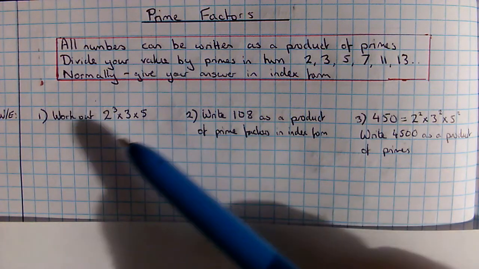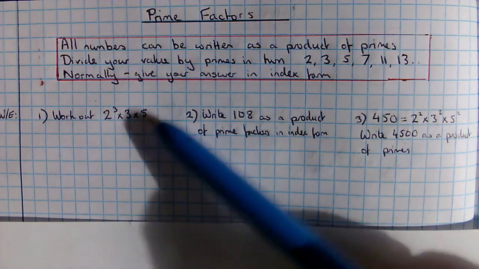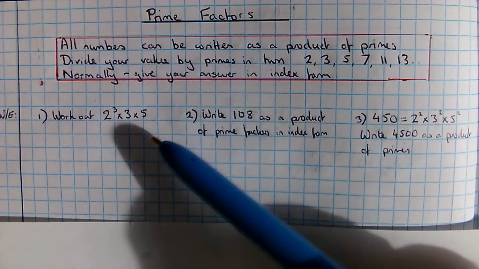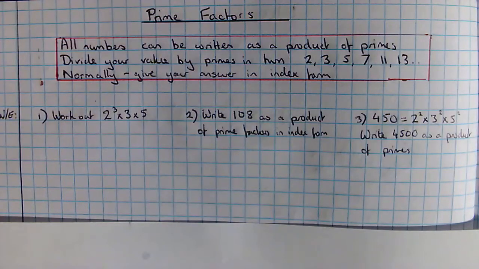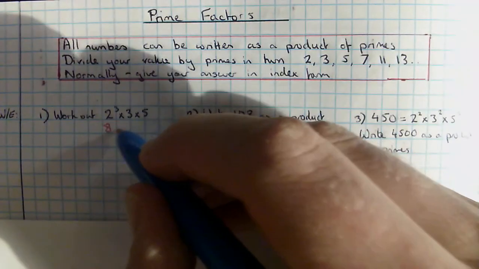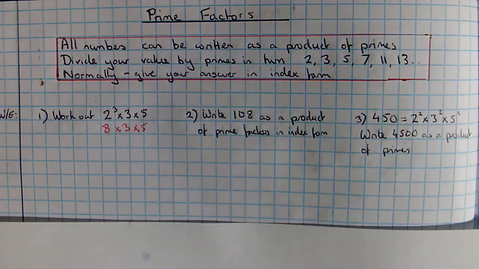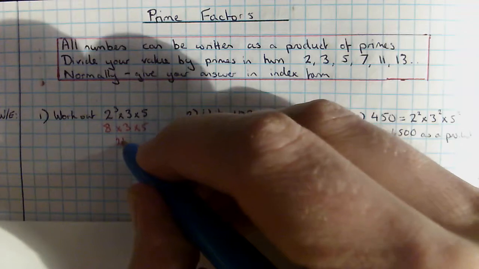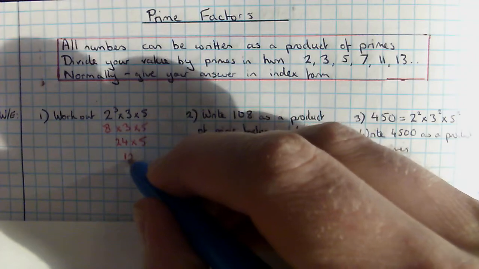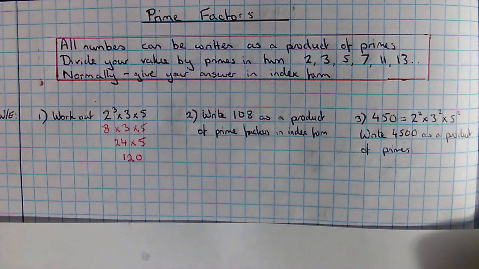First one, we've got a number which is written as a product of prime factors. We need to work out what number that is. So 2, 3 and 5 are all prime numbers. So this is a way of writing a particular number as a product of primes. Well, let's work out what that number would be. 2 cubed means 2 times 2 times 2, which is 8. So this means 8 times 3 times 5. 8 times 3 gives me 24, so it's 24 times 5. And 24 times 5 is 120. So 120, if we broke it down, would be written as 2 cubed times 3 times 5.